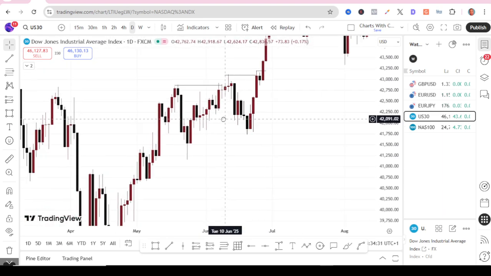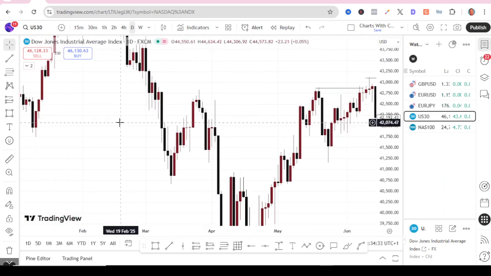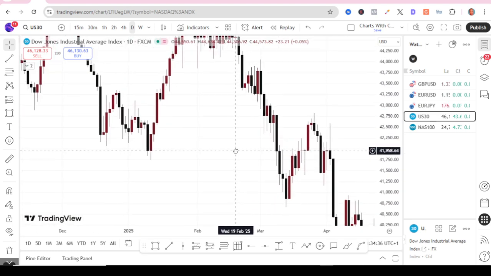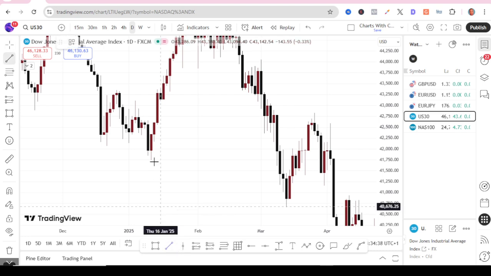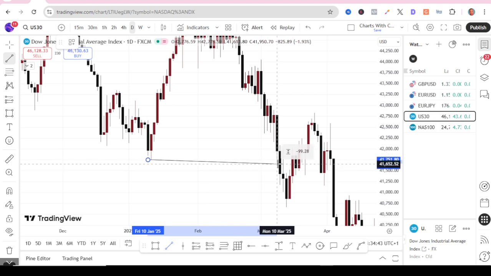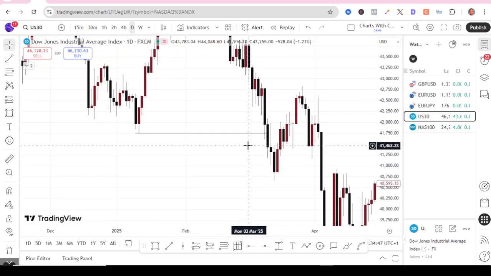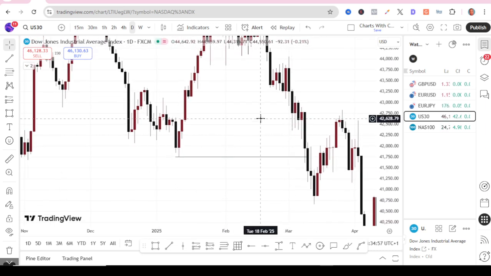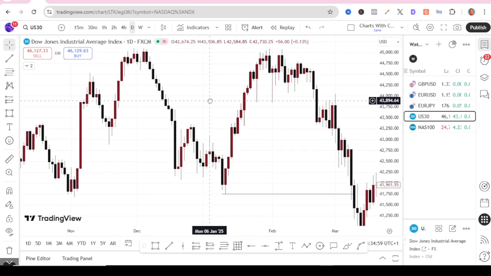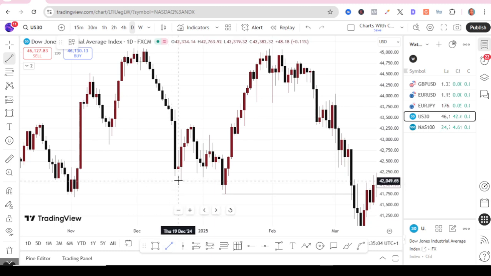Let's look at another example. Okay, now if you look here, this is a break of structure. Look at where price came. Look at where the break actually happened here. This is where the break actually happened. So it's a valid break of structure. What else? This is not a valid break of structure.